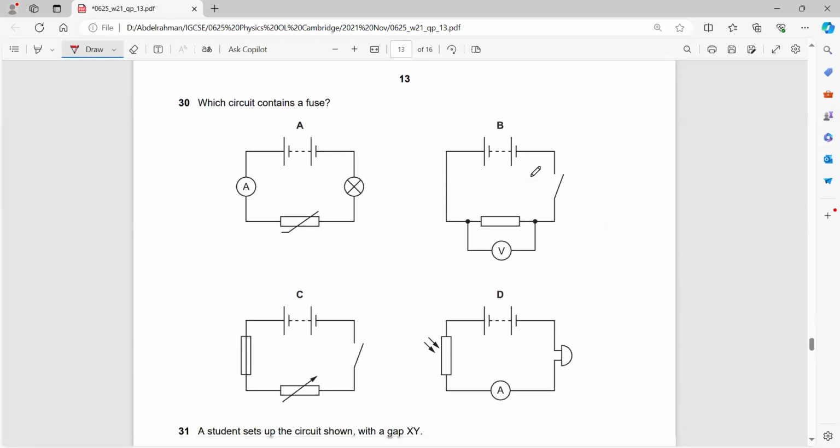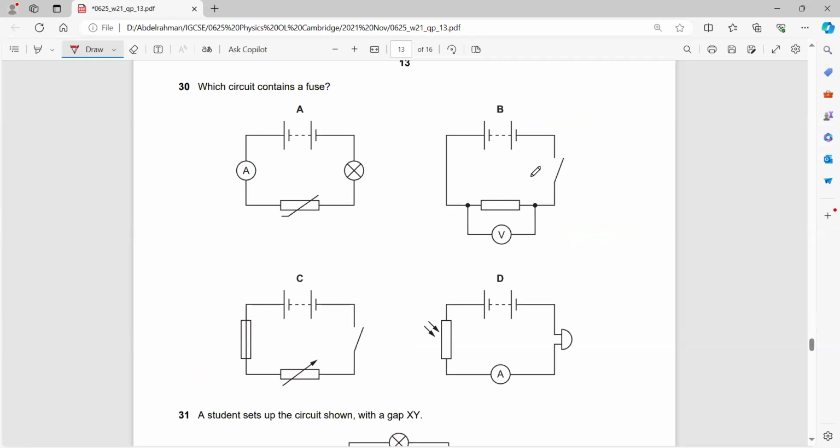Question 30, which circuit contains a fuse? Quite easy. The only circuit that has a fuse is C.